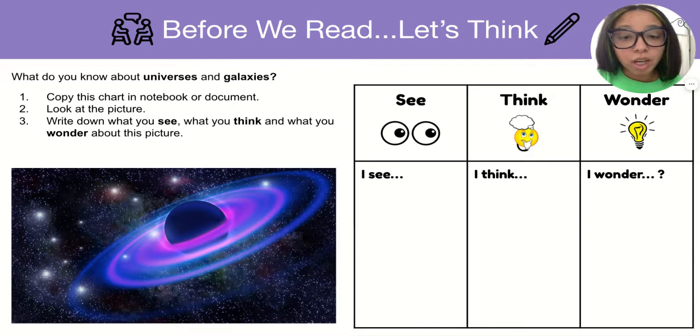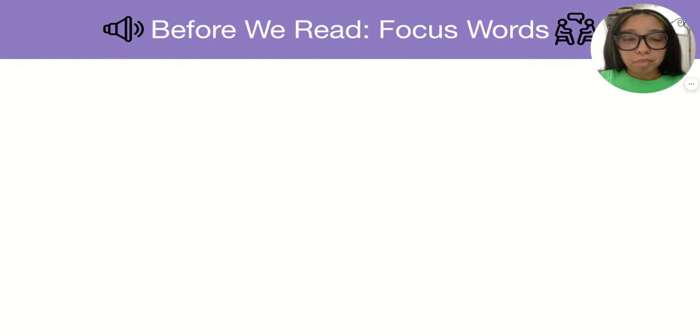Then, when you are finished copying the chart, you may continue with the activity, and when you are finished with the activity, you can press play for this video to continue. When you're answering in the chart, you can use the words I see for what you see, I think for what you are thinking, and I wonder followed by a question mark to write down any questions that you may have.